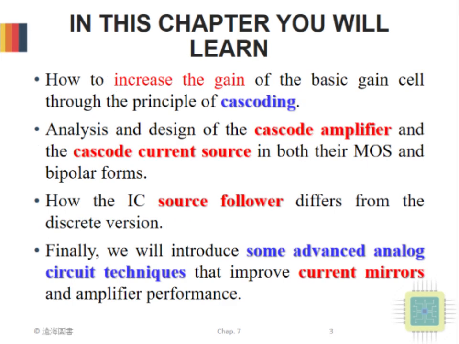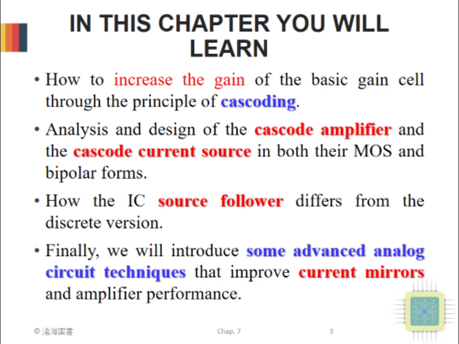Fifth, how to increase the gain of the basic gain cell through the principle of cascoding, where cascoding is a method of connecting multiple basic gain cells in series to achieve high gain or high impedance. We will also explore the cascode current source, which is widely used in IC design. Sixth, analysis and design of the cascode amplifier and the cascode current source in both their MOS and bipolar forms.